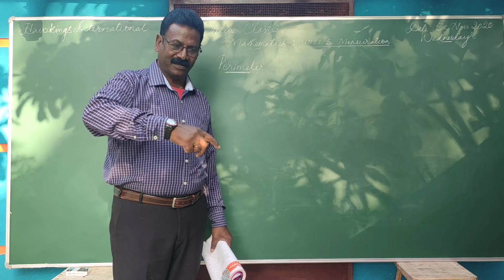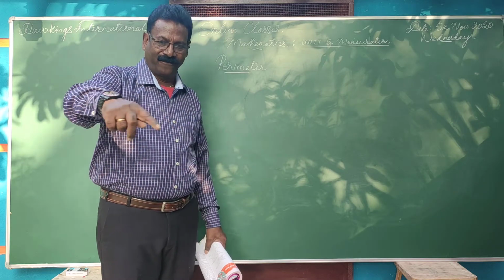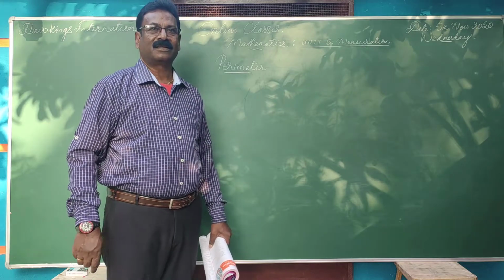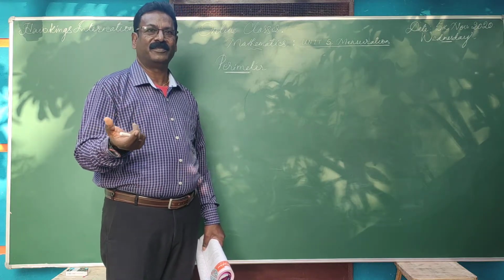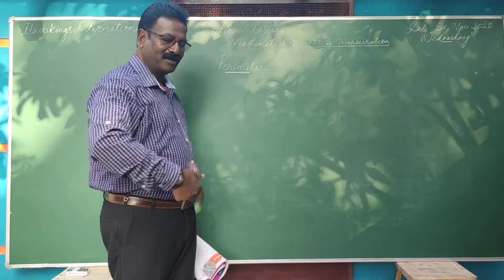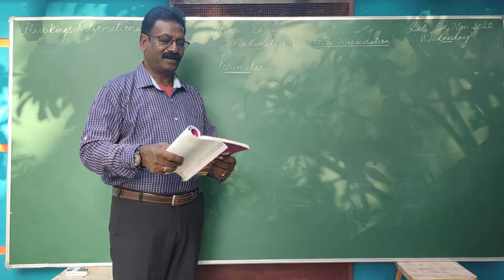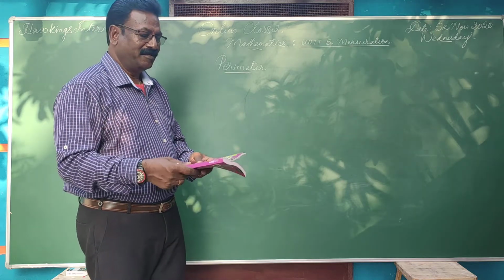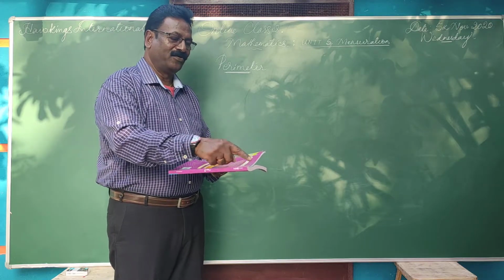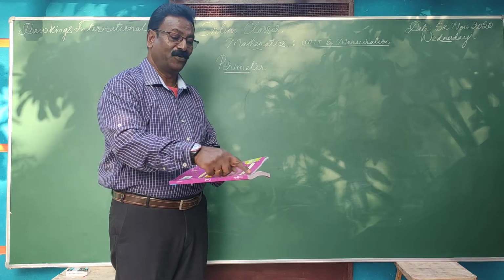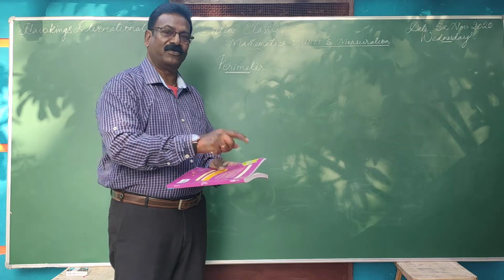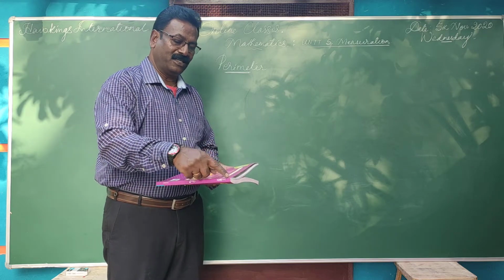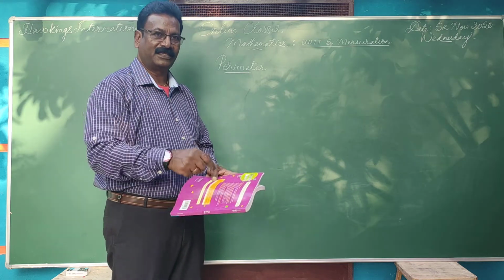Perimeter is the circumference distance of any object. Circumference need not be a circular path alone. See, for example, if I take this textbook, it has its periphery, boundary. So it has a 4-sided boundary. If you measure all these 4 sides, we get its perimeter.